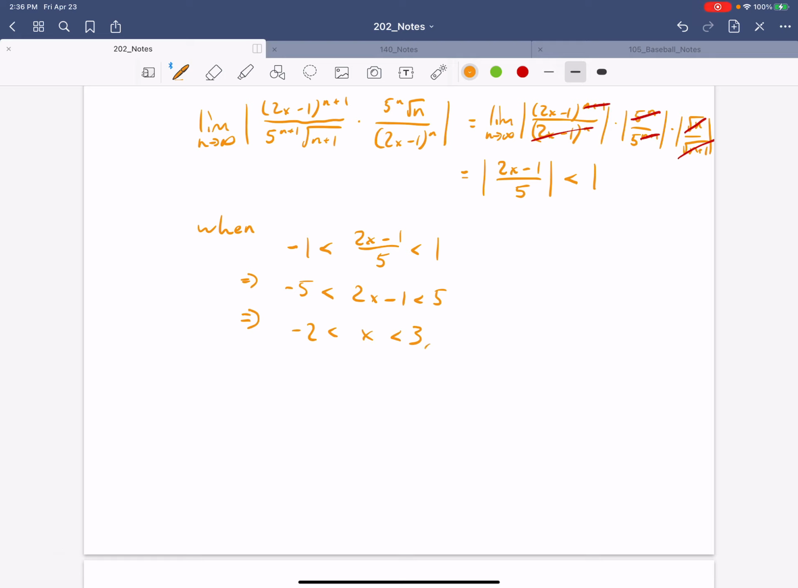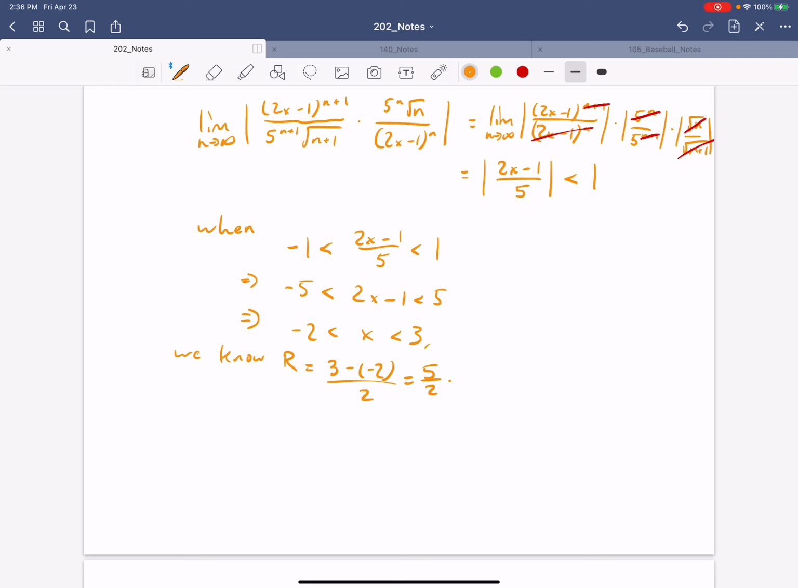Because we know this, we can actually tell the radius of convergence at this point. The radius of convergence is going to equal 3 minus negative 2 divided by 2, which is 5/2. Because a single point here or there won't change the length of the interval or the radius of convergence.